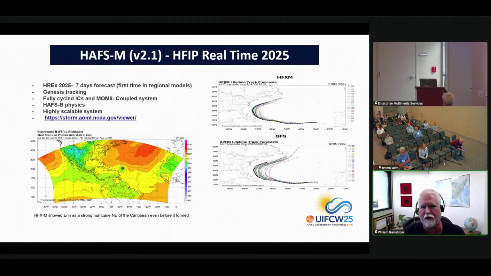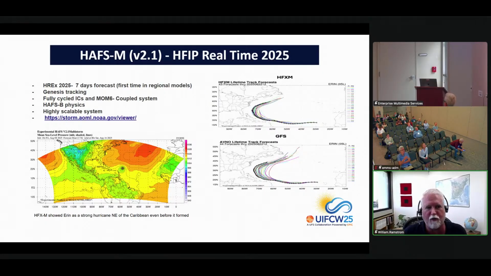And in comparison, you can look at, for the same lifetime of tracks in HAFS-M for Erin, down below, there's the GFS tracks, which show that there was a lot more spread on those, and many of those earlier forecasts were tracking it much, much farther to the east. So the HAFS-M was doing quite a bit better job for this storm.